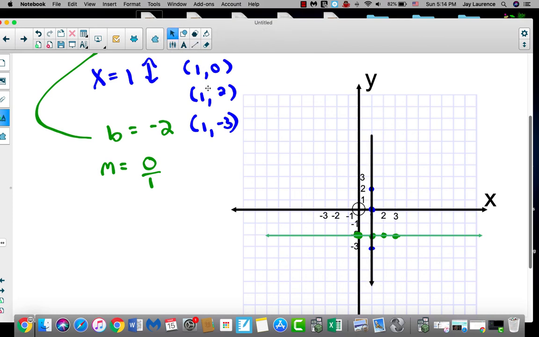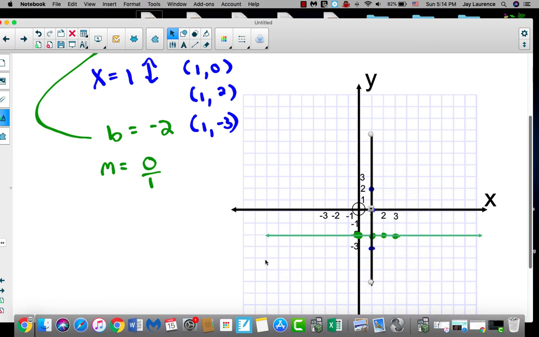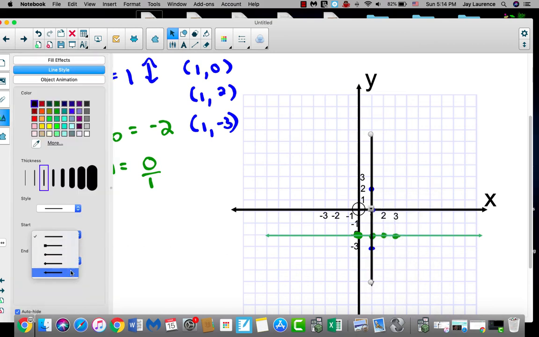And again, I'm not just drawing a segment, I'm making it take up a good portion of the graph, putting arrowheads on both ends, and there we go.